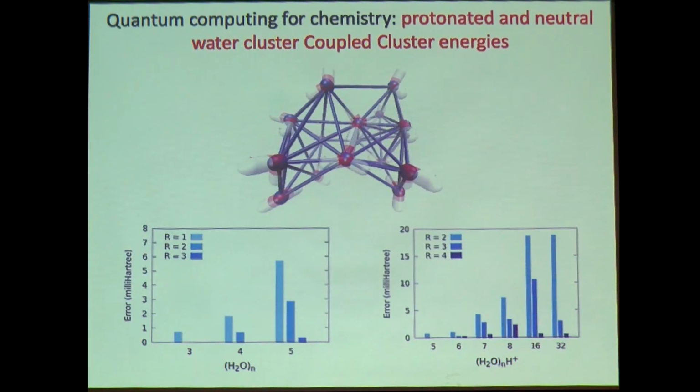We can also do hydrogen-boron systems. These are protonated water clusters, and here we can get accuracies which are in the sub kcals per mole, and we've gone up to 32 water clusters. This is a quantum simulator. This is not a real quantum computer, but these quantum algorithms are run on a quantum simulator.